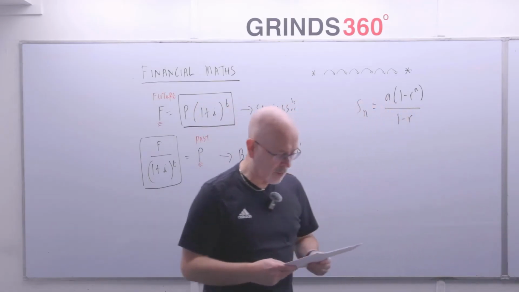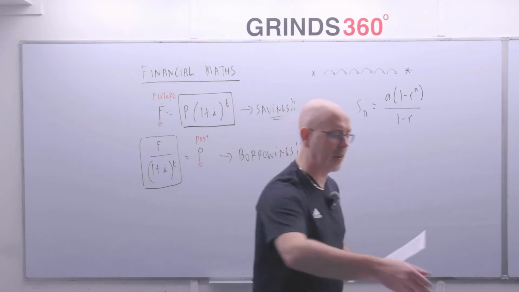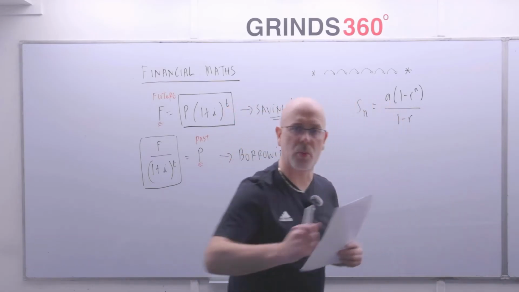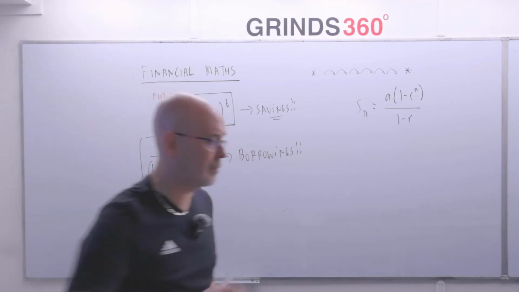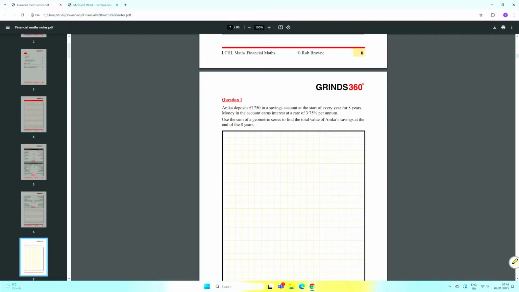So I'll start off with the first question there on page 7, question 1. Question 1 looks like this. You can see it says Annika deposits €1,750 in a savings account at the start of every year for 8 years. So it's for 8 years here. And money in the account earns interest at a rate of 3.75% per annum. Per annum means per year.